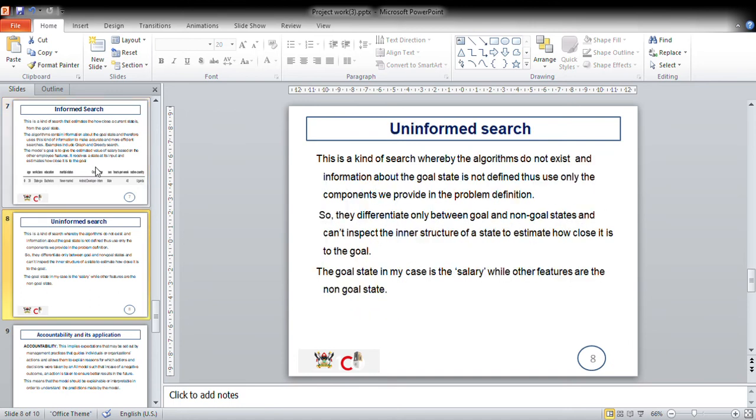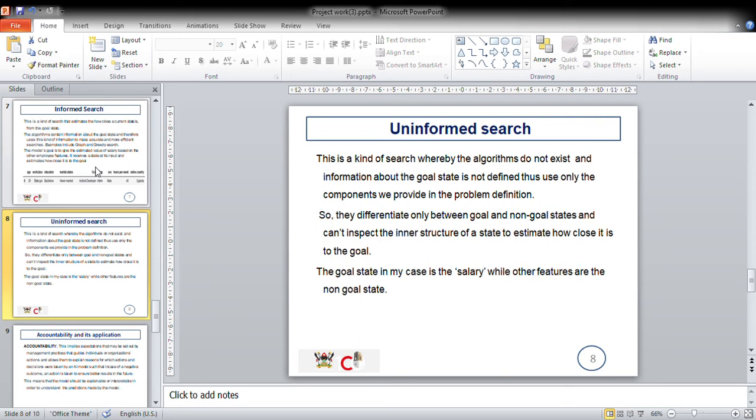So we see the uninformed search. The uninformed search is the kind of search whereby the algorithms do not exist and information about the goal state is not defined. It uses only the components we provide in the problem definition. So here we do not have an algorithm that the model follows to estimate the goal state. This time around there is no algorithm that exists. So they differentiate only between goal and non-goal states.